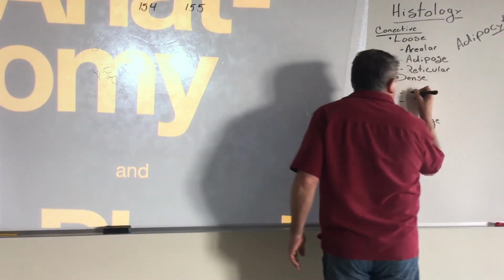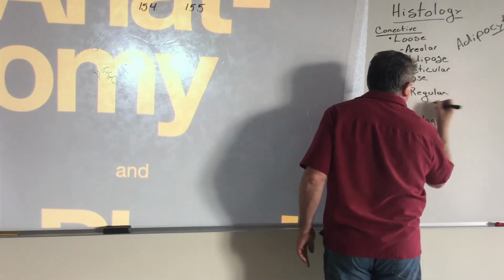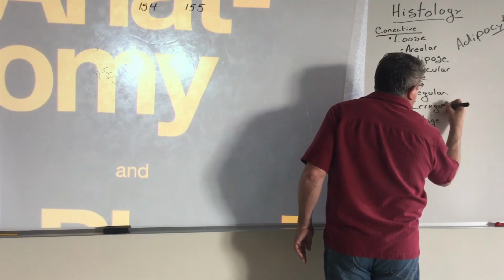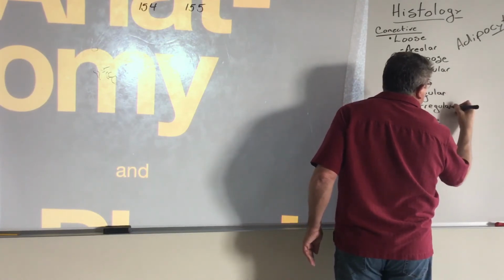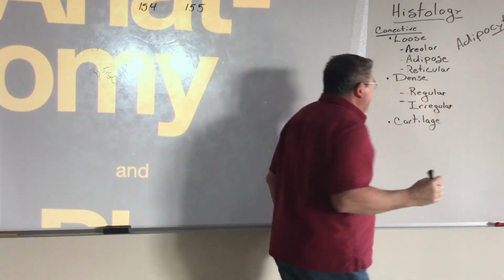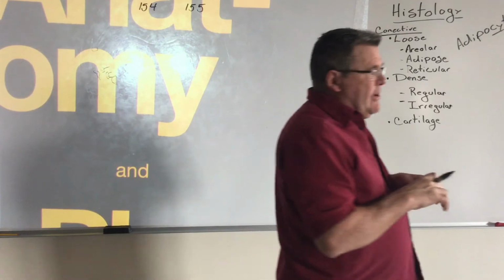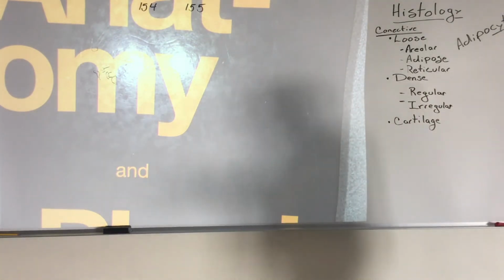This is what it comes down to. When it comes down to dense connective tissue, it is either regular or irregular. It's an R, as is that. Now, what's the difference between a regular and an irregular? I think it kind of speaks for itself.